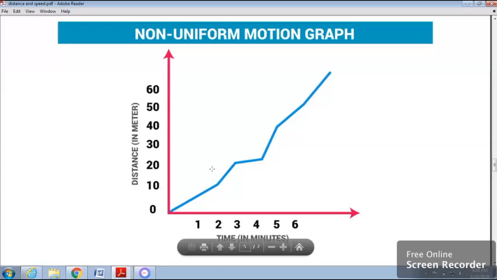Here distance is varying. So in the first second, as you can see, the first minute the body is here, near about 10 seconds. In this graph you can see the zigzag paths, which indicate the distance traveled by the body is varying after every 1 minute. So with the help of this graph you can understand non-uniform motion. That means the body is traveling unequal distance in equal intervals of time.